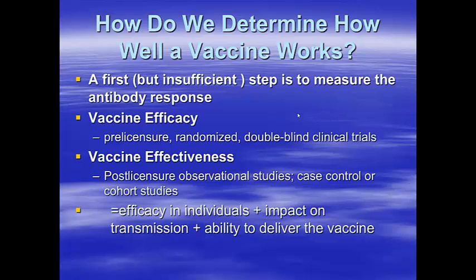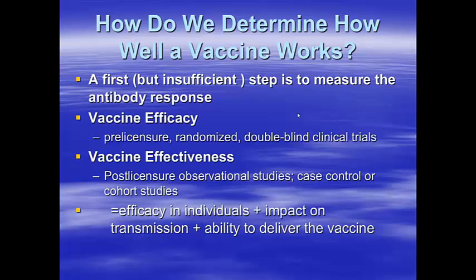Effectiveness refers to how well it works in real life. So that would also include factors like patients who might not complete the series, patients who might get a batch of the vaccine that's not been kept under extremely controlled conditions and might not be as great as a vaccine that's used in a trial.